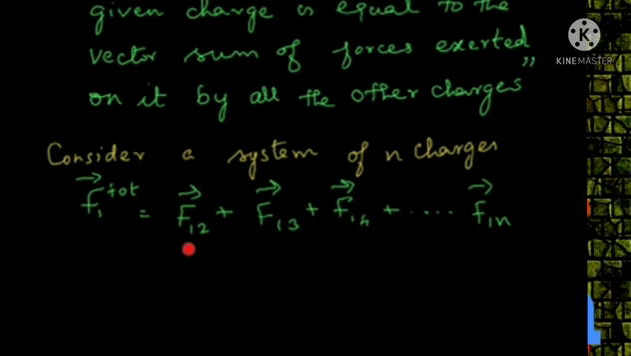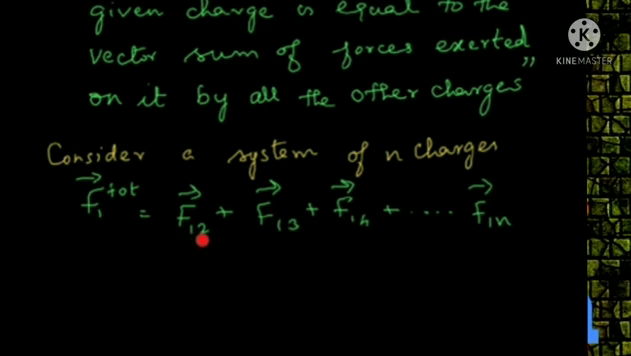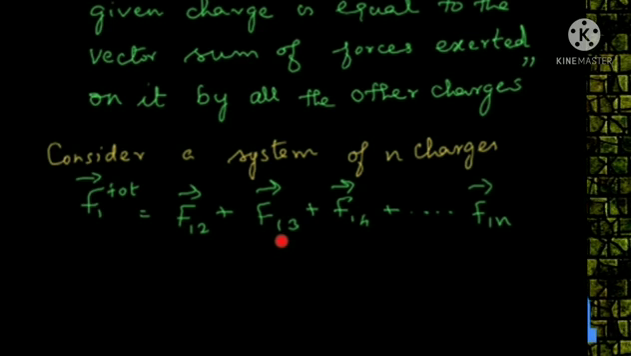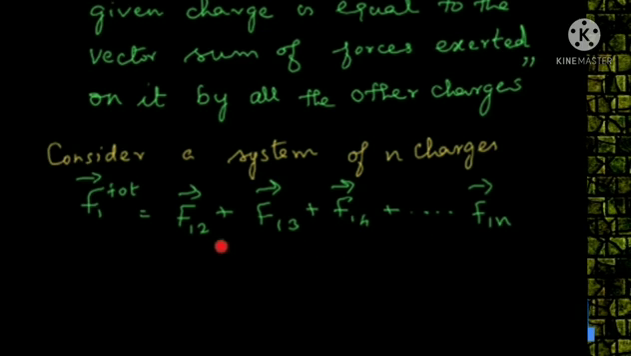vector. That means this force F12 is nothing but the force acting on charge 1, exerted by the second charge. Here, F13 is the force on the first charge by the third charge. So like that it goes on. So this is all about the superposition principle.